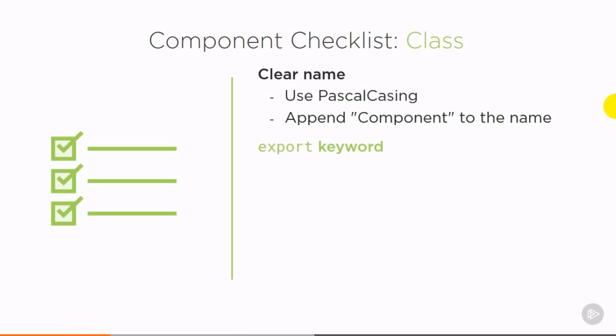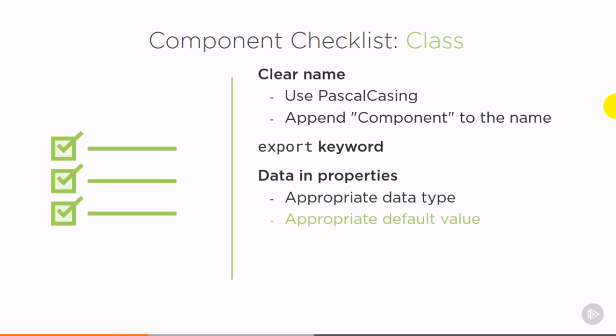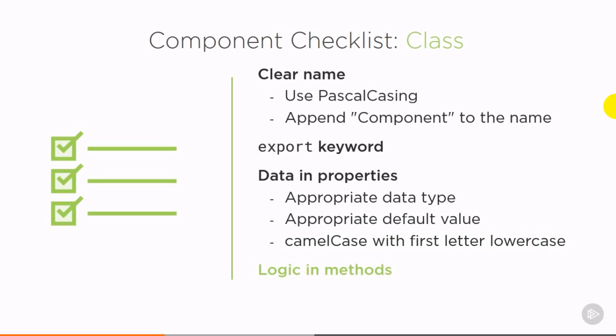Recall what the export keyword does? It makes the class accessible to be imported by other parts of the application. If the component view displays data, such as a title, the data element is defined as a property of the class. To leverage TypeScript's strong typing, be sure to set the appropriate data type for each property and set a default value where appropriate. Use camel case for property names with the first letter lowercase. If the component view has functionality, such as hiding and showing an image, the logic is defined as methods in the class. Use camel case for method names with the first letter lowercase.